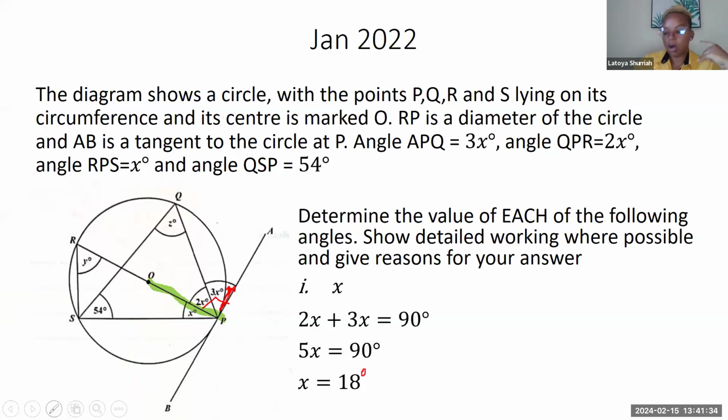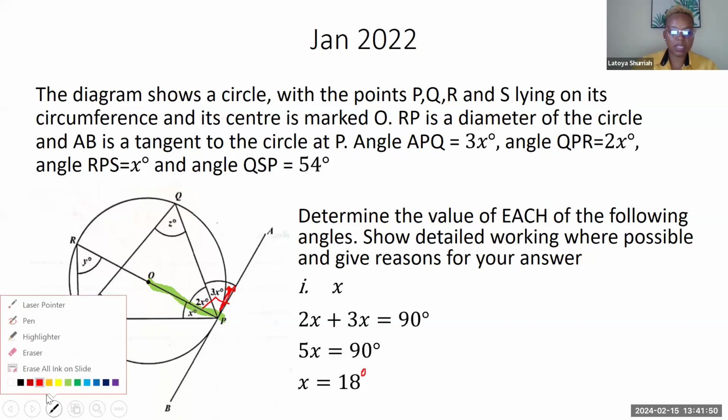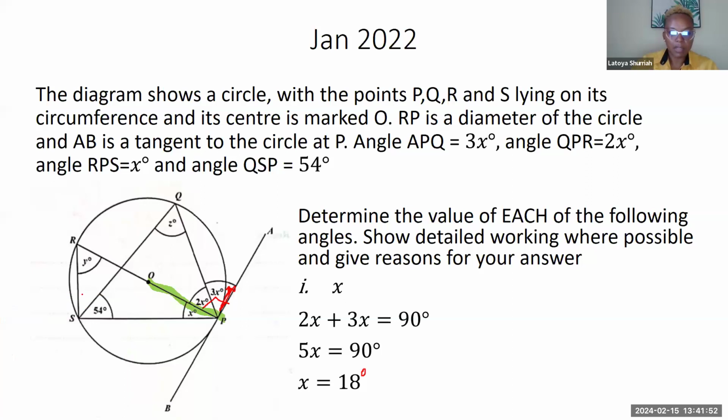Yes, miss. Awesome sauce. All right, so I'm seeing Daniel asking, why can't angle RSP be 90? I'm going to ask you, Daniel, who says that RSP is not 90? But I would like to point out that RSP is all of this angle, so it would be 54 plus the other piece. Who said it wasn't 90, Daniel?